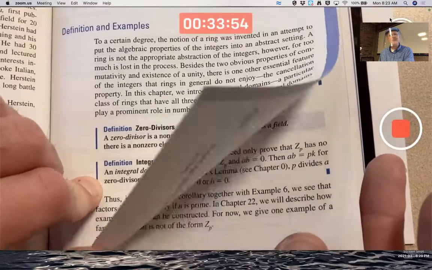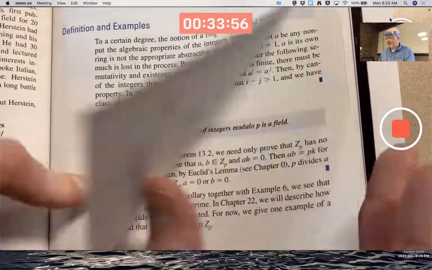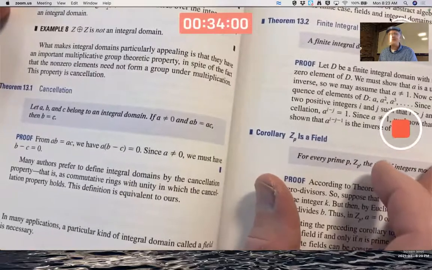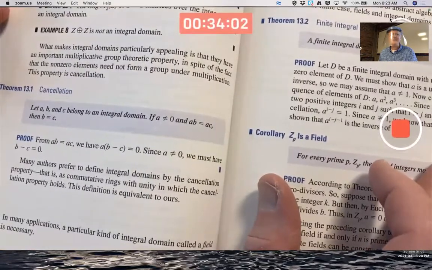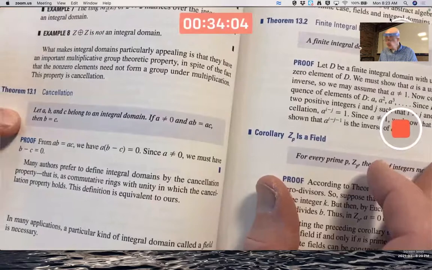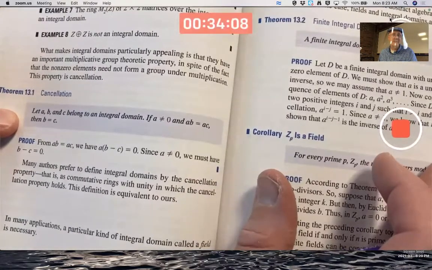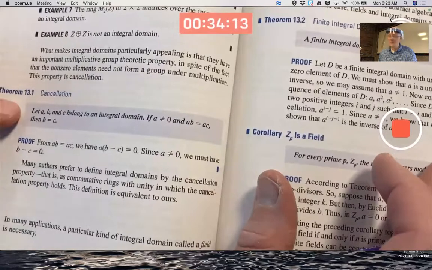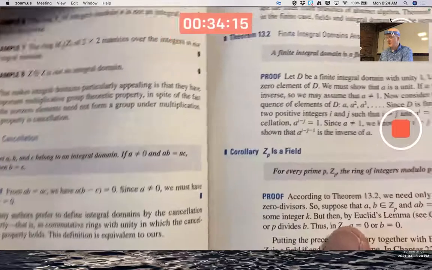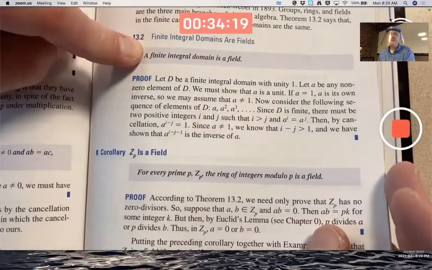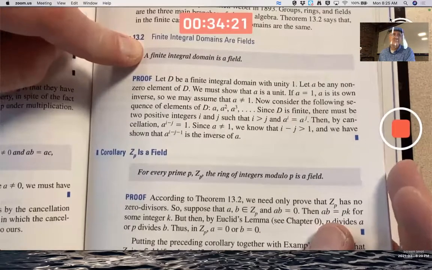By the way, I forgot to emphasize when talking about integral domains that the cancellation property holds. Read about that, but I haven't really emphasized that in class. This holds in spite of the fact that A might not be invertible. A might not be a unit. So integral domains are where the cancellation property holds. But a finite integral domain is automatically a field. All the non-zero elements are in fact units.